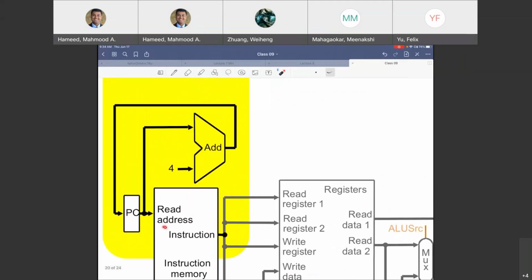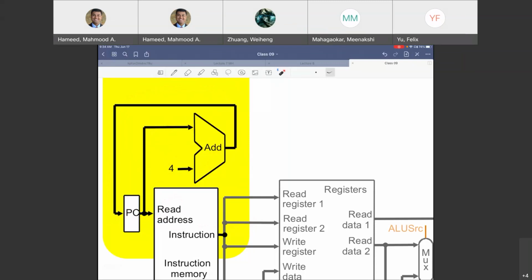What is the read address going to be? That is going to be your program counter. Program counter will keep getting updated by PC plus 4. So PC, add 4 to it, write it back to PC at the end of the instruction, right? And then that becomes your read address, read the instruction memory, and you get your next instruction to work on.